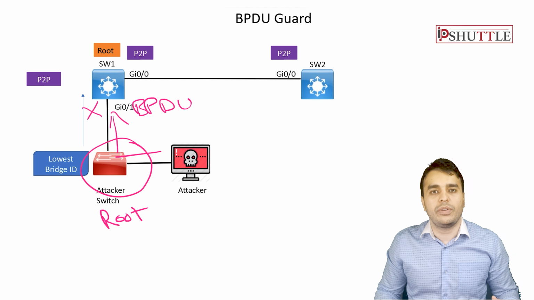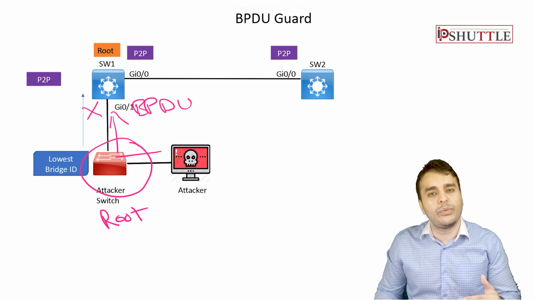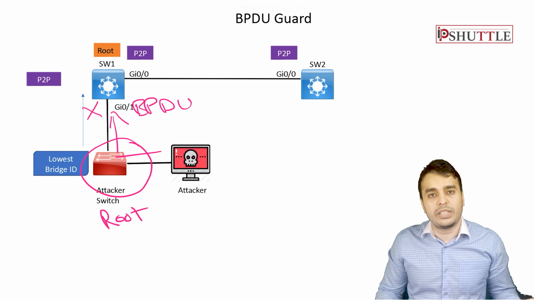In the next lecture, we will try to understand how per-VLAN spanning tree works, how MSTP works, how rapid PVST works, and what the difference is between all these protocols, and which one is running by default.